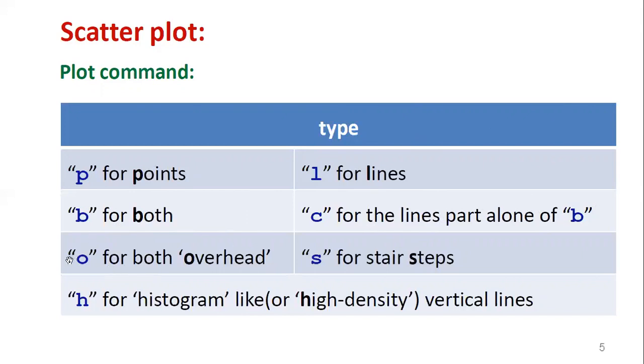Whenever you use o, both overplotted, it shows the lines overplotted on the points. Whenever you use s, the graph will be in the form of stair steps. Whenever you use h, it shows histogram-like high-density vertical lines. We can use one at a time in place of type in the plot command, and then the respective outputs are displayed. We'll demonstrate these types one by one.